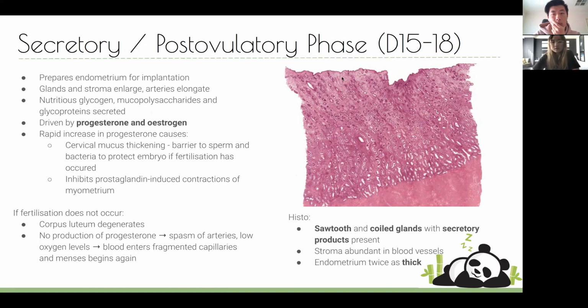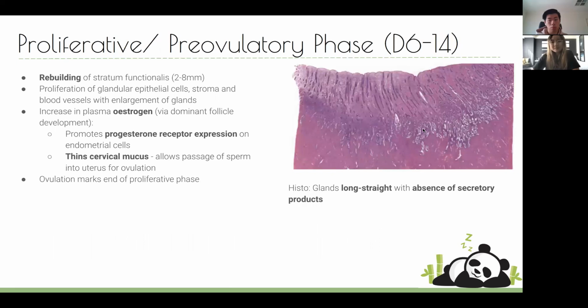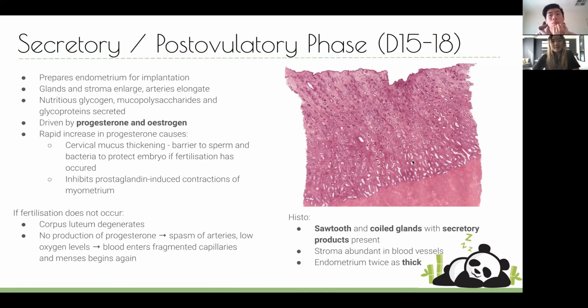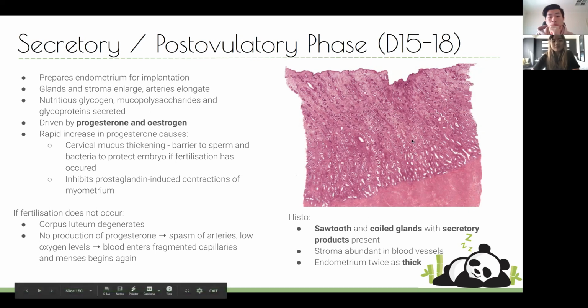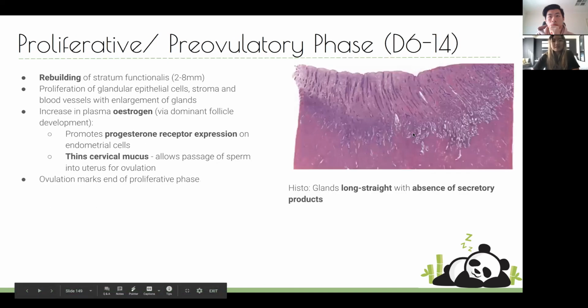On histology, they have a classical sawtooth and coiled glands. So you can see compared to here, which was super straight and nothing in them, these are now wiggly, and they have stuff in them. So it's got white spaces because of all the secretory products. You can also see that this is thick. So it's twice as thick. So if you compare that to that, it's quite obvious.